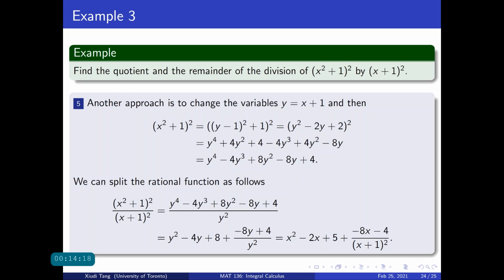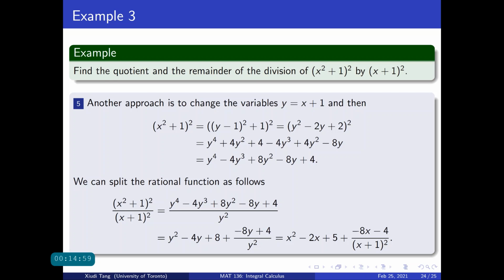There's another approach. If you don't want to expand this denominator, you can try to change the variables, like y equal to x plus 1, and the denominator becomes y squared. Now the dividend you need to expand, and you can either expand first and then plug in, or you can first plug in and then expand, like what I'm doing here. Plug in x equal to y minus 1, and you get (y squared minus 2y plus 2) squared. You need to use the square of the sum formula.